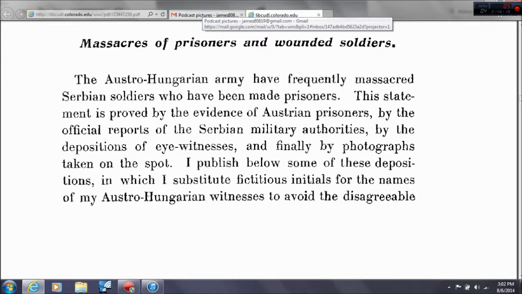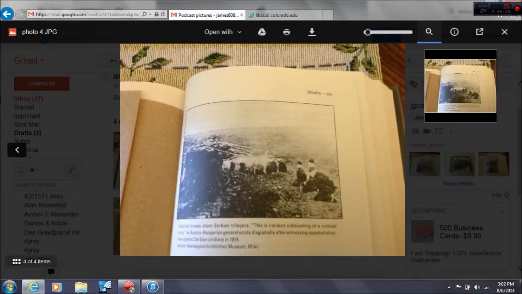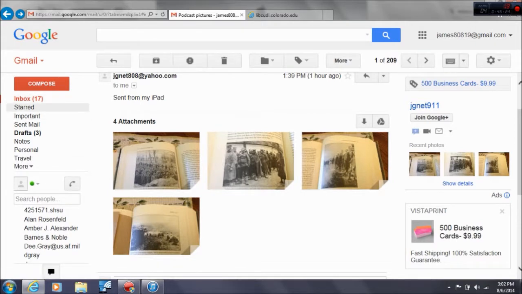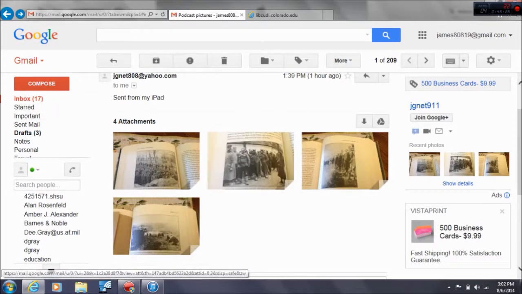What's that one called? Yeah, the book that I discussed earlier with you. These pictures, all the pictures I'm showing you, are from the book itself. Okay. Right, so not only did they shoot Serbian POWs, which was common, but also massacres of civilians, which he kept statistics on.